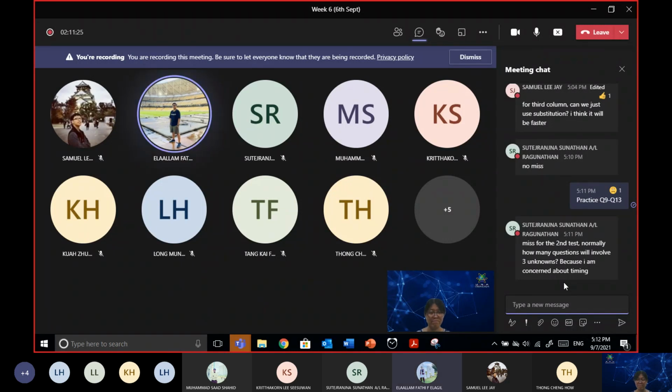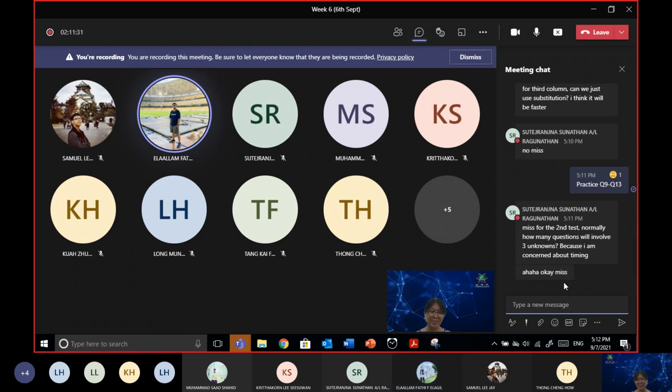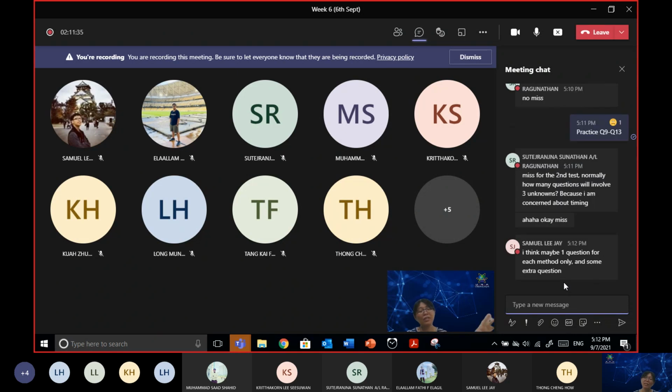Miss, can I use one of them only? Or should I use the 3 of them? Okay, it depends on how I set the question. Say for some questions, I just give you the simultaneous equation. If I don't put any requirement, you can use any method. But if I want to assess your understanding of the method, then I will put the requirement.